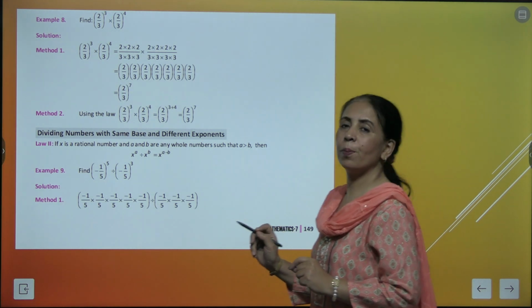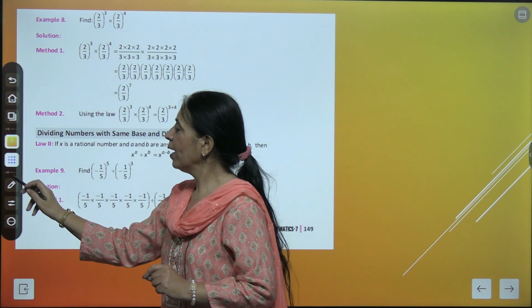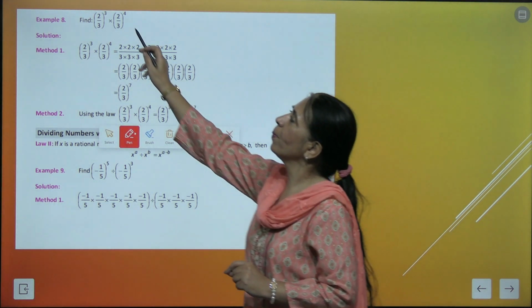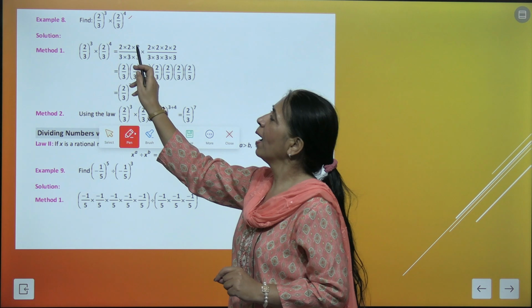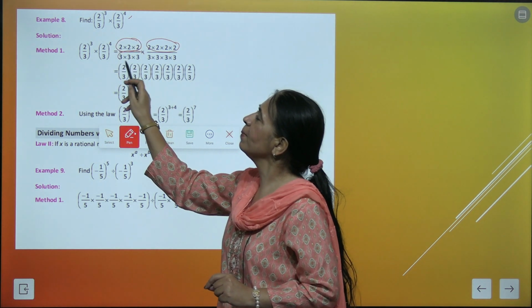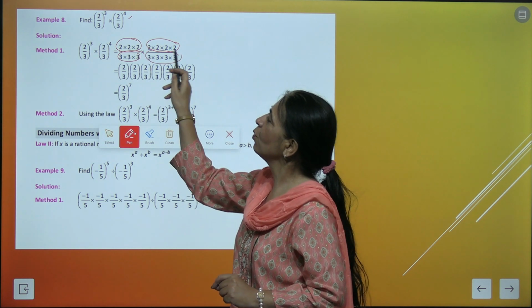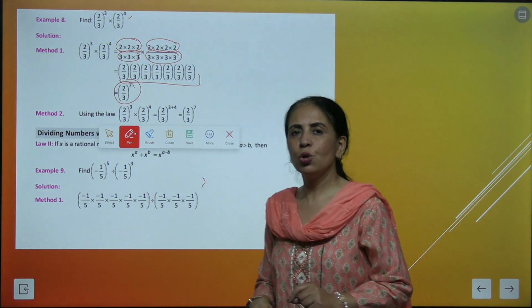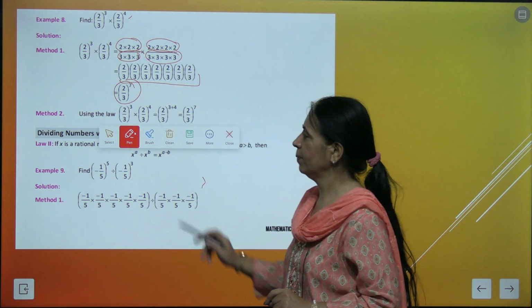अब हमने इसके ऊपर बेस्ड एग्जाम्पल लिया. We have 2 upon 3 raised to the power 3 and 2 upon 3 raised to the power 4. And we first write down 3 times, then we write 4 times. 3 को भी 3 times लिखा, 4 times लिखा और हमने ऑब्जर्व किया हमारा आंसर आ गया 2 upon 3 raised to the power 7.